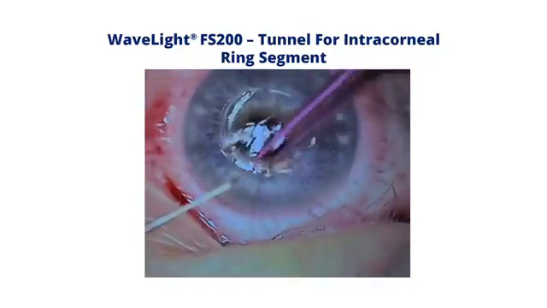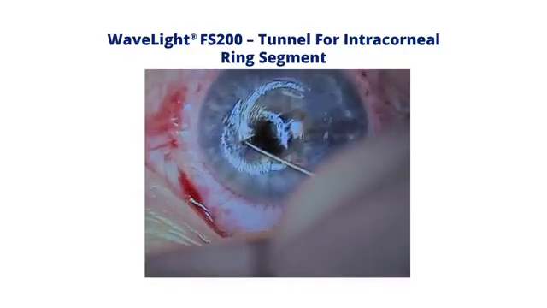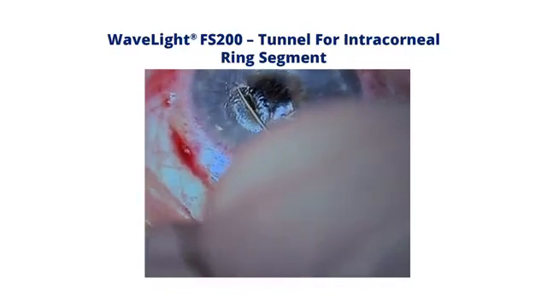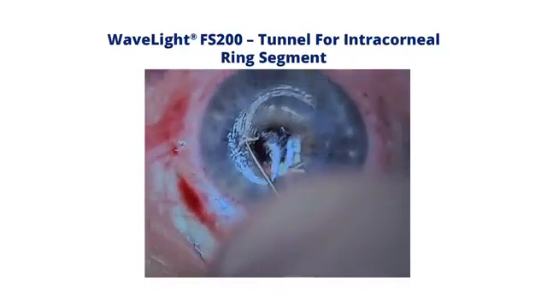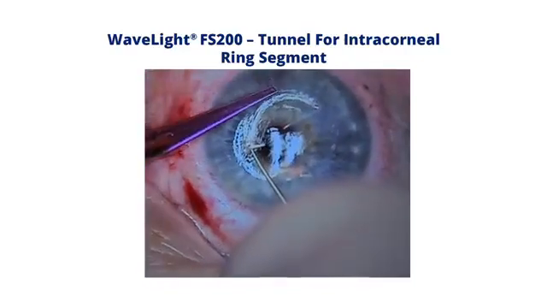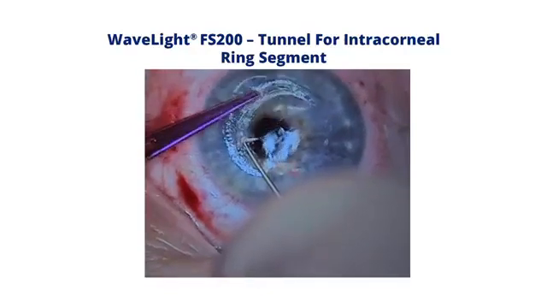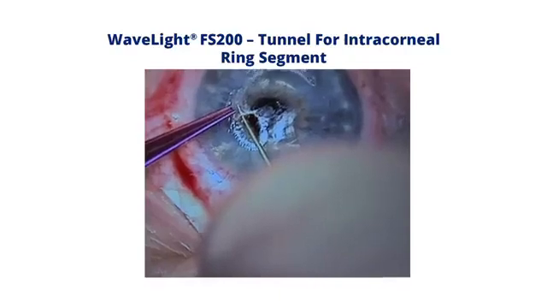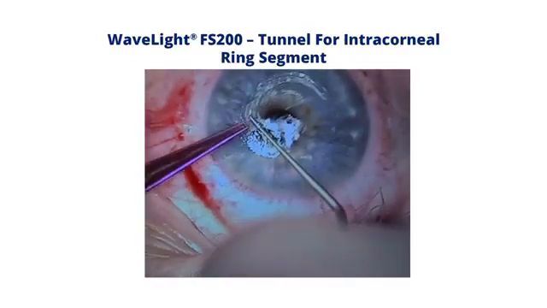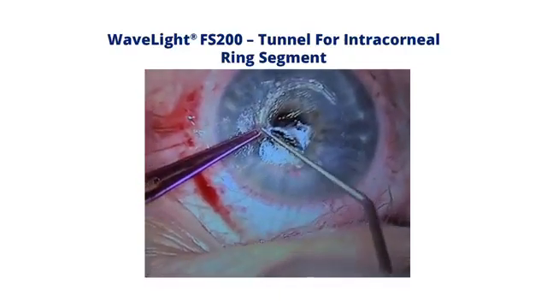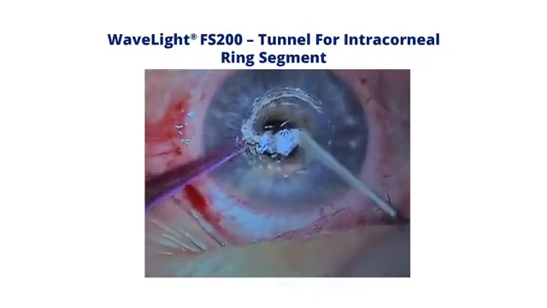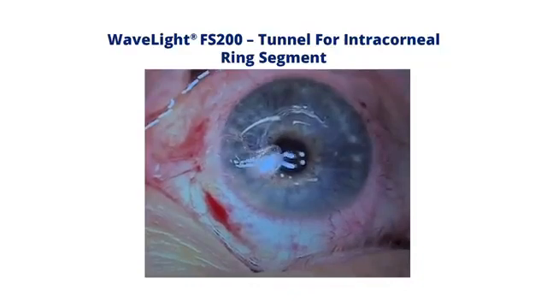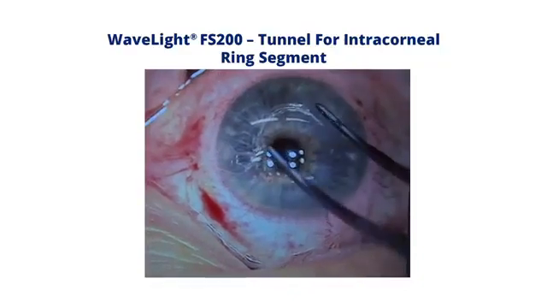I find I don't have to put a corkscrew spatula in to open it. I just slide the segment in. And a bandage contact lens usually concludes that. I just go back and finish on this. So as you can see, a very elegant solution for ring placement, and as I say, probably the main additional use that we utilise the FS200 for in our clinic.